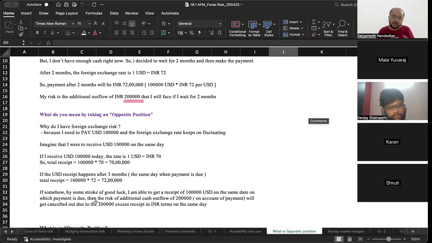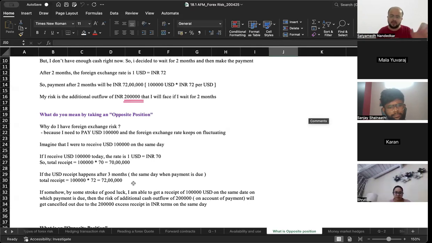If I wait for 2 months, I will end up receiving 1 lakh into 72, that is 72 lakh. So what happens here is the excess outflow of 2 lakh in case of payment gets compensated by way of an excess receipt of 2 lakh if I were to receive 1 lakh 2 months from now. If I were to receive 1 lakh today, I would get 1 lakh into 70. If I wait for 2 months, I would get 1 lakh into 72. So I would get 72 lakh rupees if I wait for another 1, 3, whatever months.